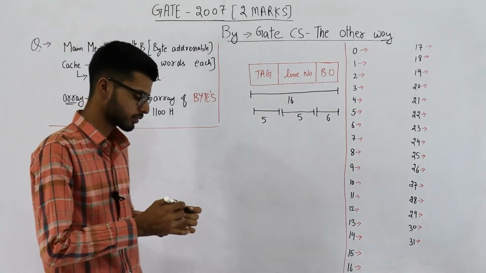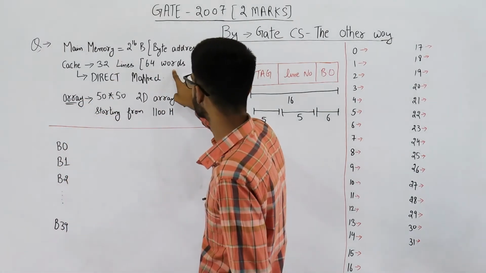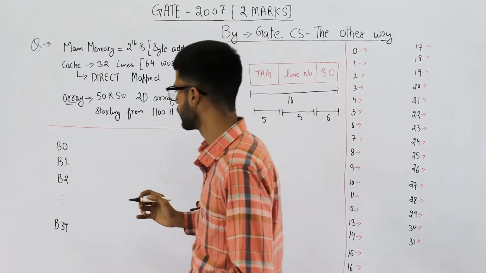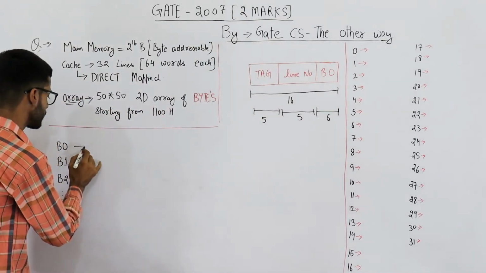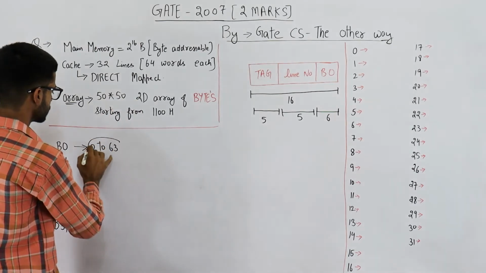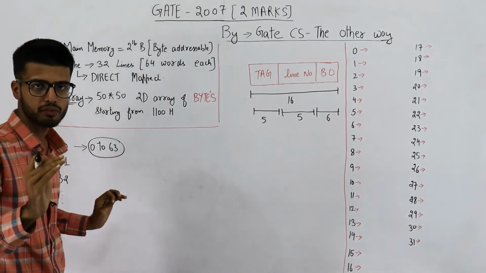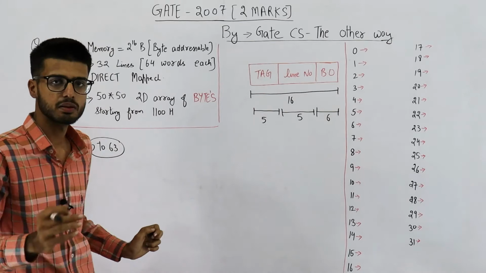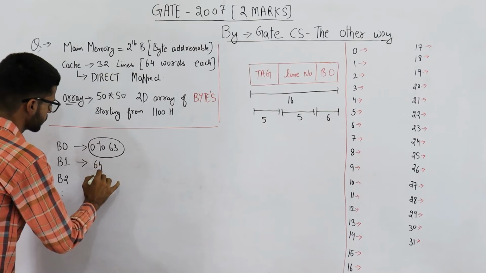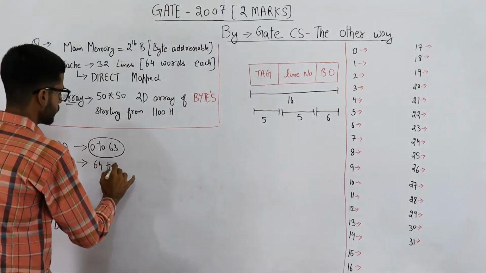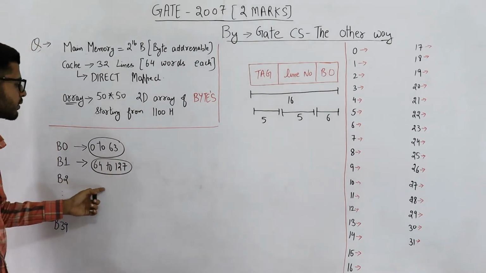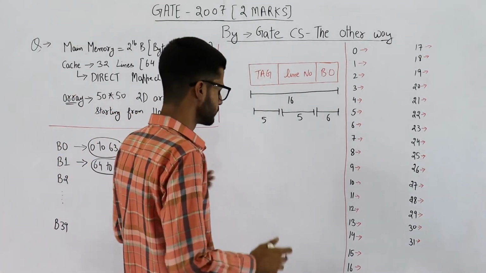So these are the 40 blocks, each containing 64 words. And in total, there will be 2500 words of the array. That means block 0 will contain word number 0 to 63 of the array. Okay, out of 2500 words in the array, 0 to 63 will be saved in block 0. Similarly, this will contain 64 to 127. Okay. Similarly, from 128 onwards will be present in block number 2.